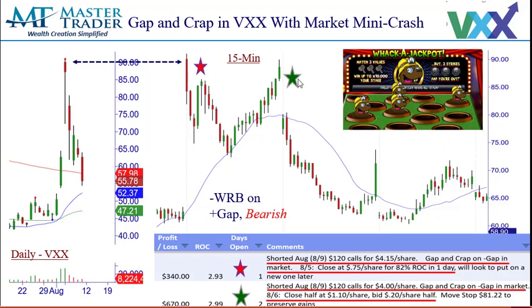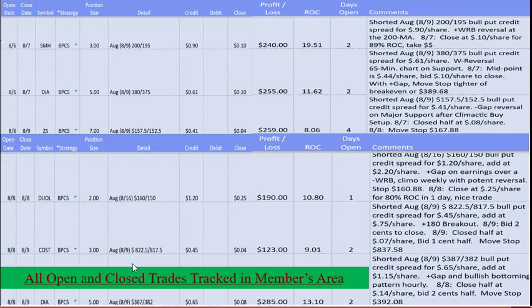So the green one we did here, red one we did there. These are just a couple of others. I just grabbed a screenshot, all open and closed trades for our subscribers and our 3 advisory letters. We track them in the members area. You see everything we do. These are closed trades, but every single one of these, SMH is the semiconductors, same wide range reversal. We sold a $5 wide put spread here to 19% return on capital, 2 days.